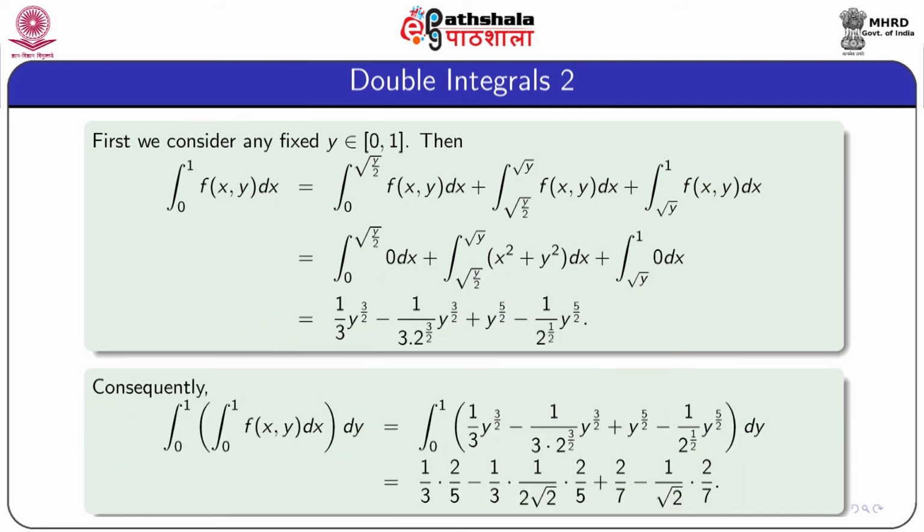First, we consider any fixed y in [0,1], then the integral from 0 to 1 of f(x,y) dx. We divide the integral into three suitable parts. In the first and the third, the value of f(x,y) is 0, so only the middle one survives, and we have calculated it. Then we integrated it once again, now with respect to y, the limits of integral being 0 and 1, and we have calculated.